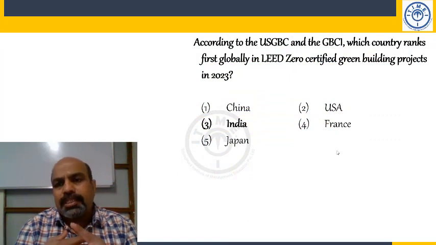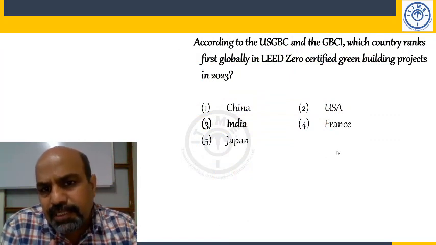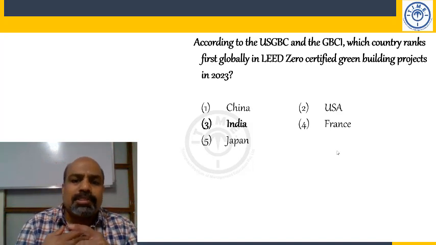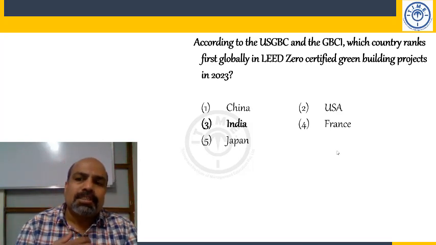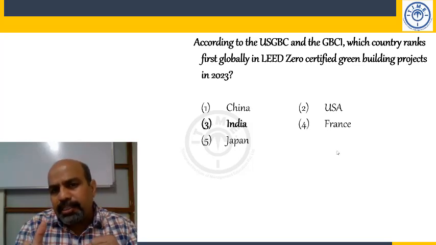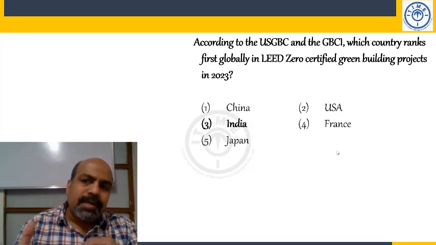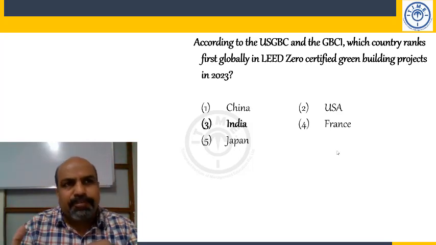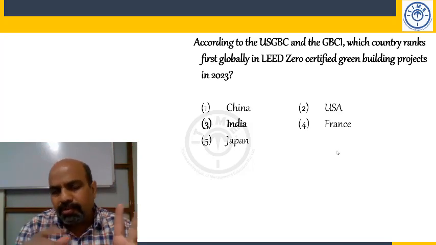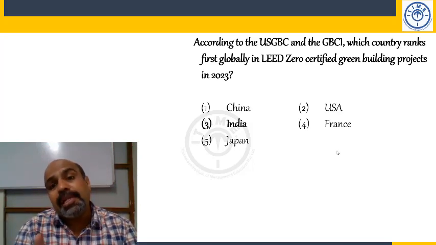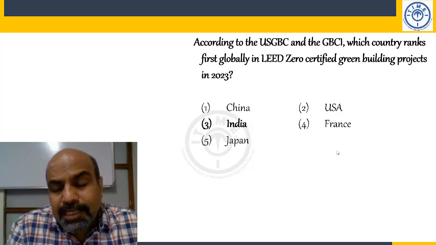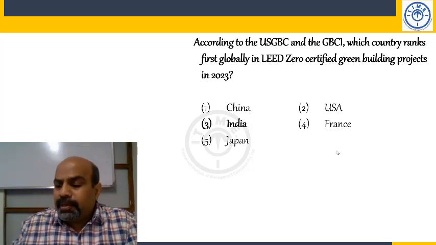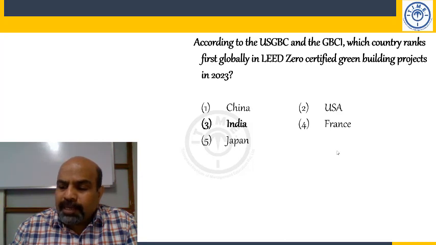According to the US GBC and GBCI, which country ranks first in LEED Zero certified green building projects? India. India is world number one in environmental consciousness, constructions and all. Let's write the full forms of LEED. You don't require USGBC, United States Green Building Council, or Green Building Certification Incorporated, GBCI. You don't require that. You do require the full form of LEED: Leadership in Energy and Environmental Design.